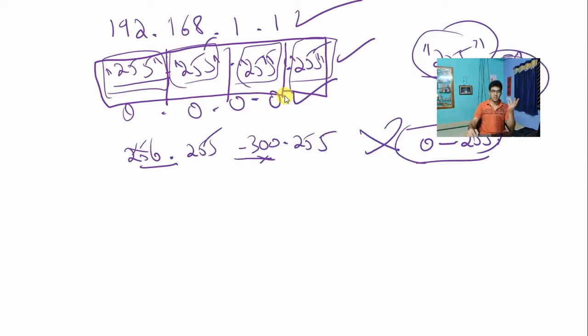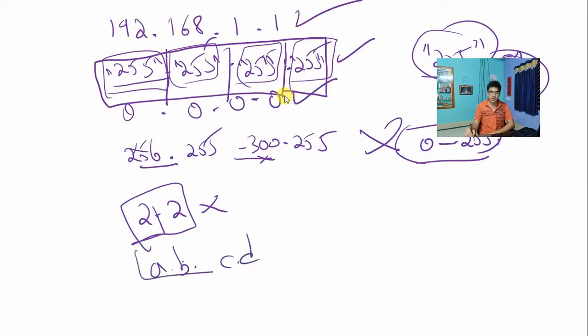Now the question is not finished. Why? Because 2.2, is it a valid IP address? No. Because after splitting at the dot, what's the array length? 2. 2 means no, don't check, definitely. So next, A dot B dot C dot D. Yes, it is not valid. You can get input like this also. A dot B dot C dot D is invalid because it is not in the range from 0 to 255. Okay, I hope it is clear.